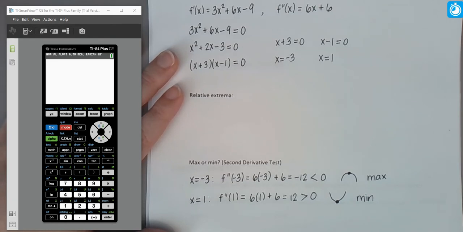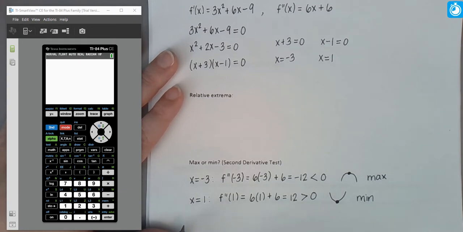What's going to be the highest value? What's going to be the lowest value, based on the fact that this is the location for a maximum and this is the location for a minimum? Well, just like with the first derivative test, this is the moment where I need to use the original function.